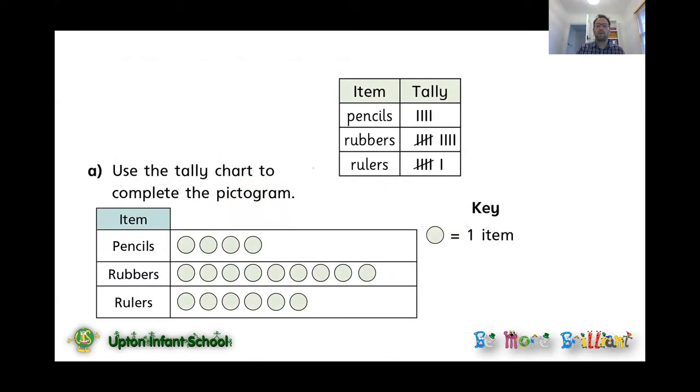Let's have a little look at one that's completed. Here we go. So that's a bit better, isn't it? We can clearly see now everything is the same size and everything has been lined up beautifully. Look at all those things in nice, neat lines. And when we have everything lined up properly on our pictogram, it's easy to see the information there. We can see straight away that we have got the most rubbers and we've got the fewest, or the least, pencils.